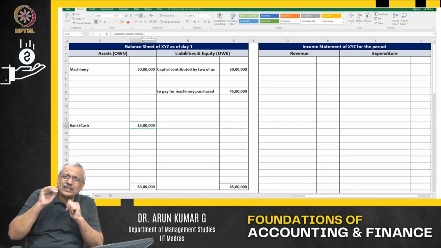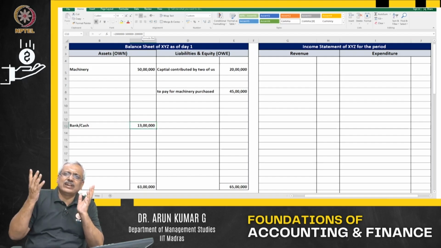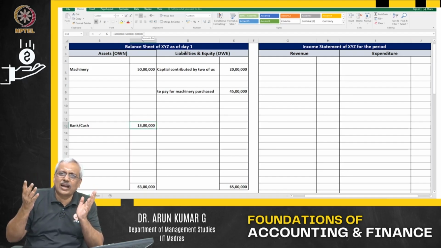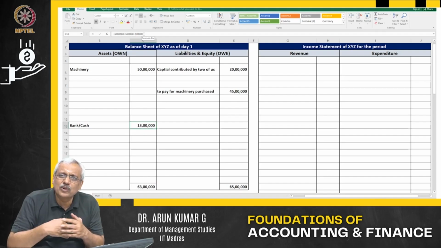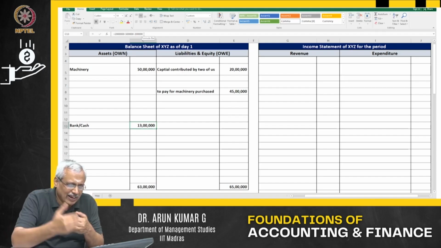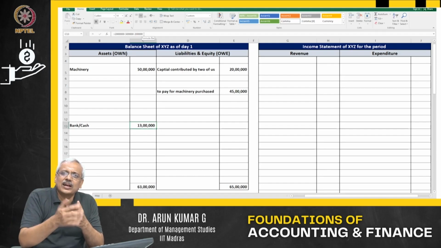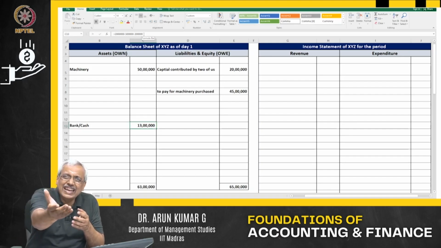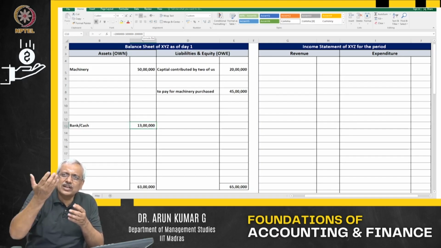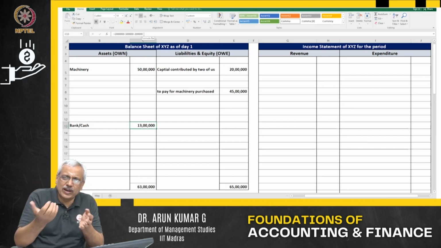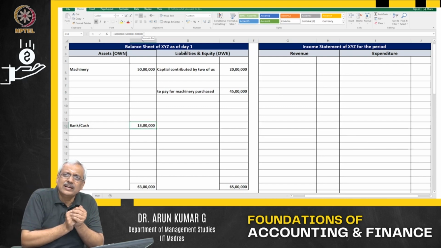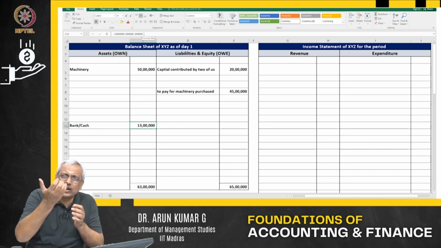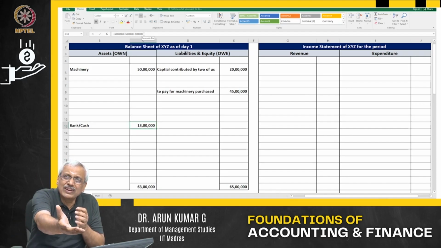Supposing you decide not to run the factory, you imagine you got a fantastic offer somewhere else to join as a CEO of another company, and you want to join. You want to shut down the factory on day one. So what happens? You are eligible to get the 2 lakhs, or 200,000, back from the fellow to whom you have given it as an advance.